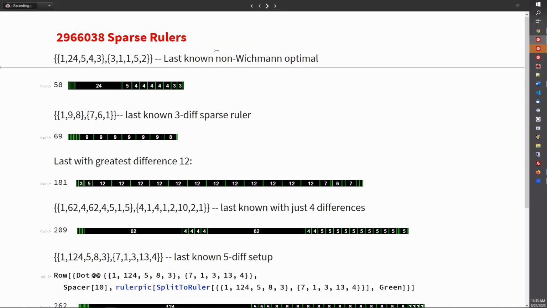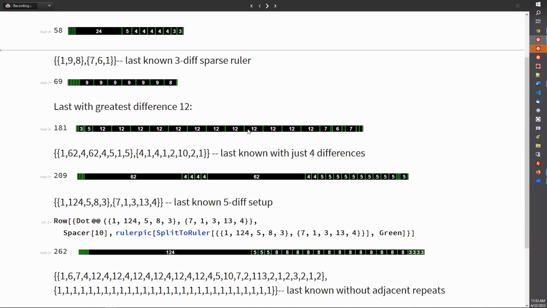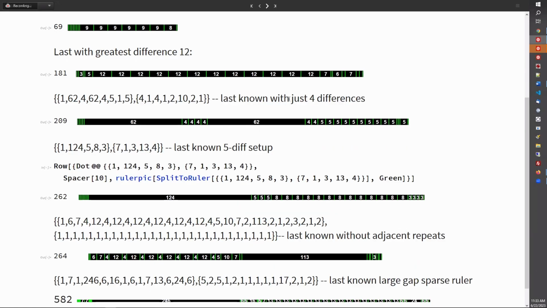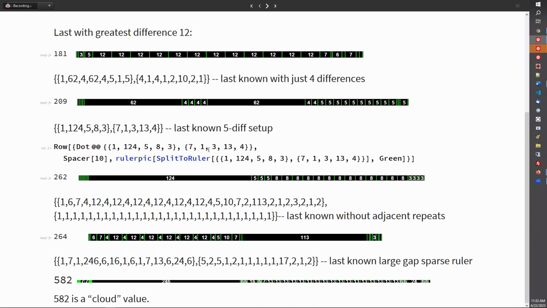So here's a few examples. Here's length 58, the last known non-Wichmann optimal ruler. Here's the last ruler with just 3 differences, 1, 9, and 8. Here's the last one where the greatest difference between values is 12, at 181. Here's the last one with just 4 differences. Everything is either 1, 2, 4, or 5.